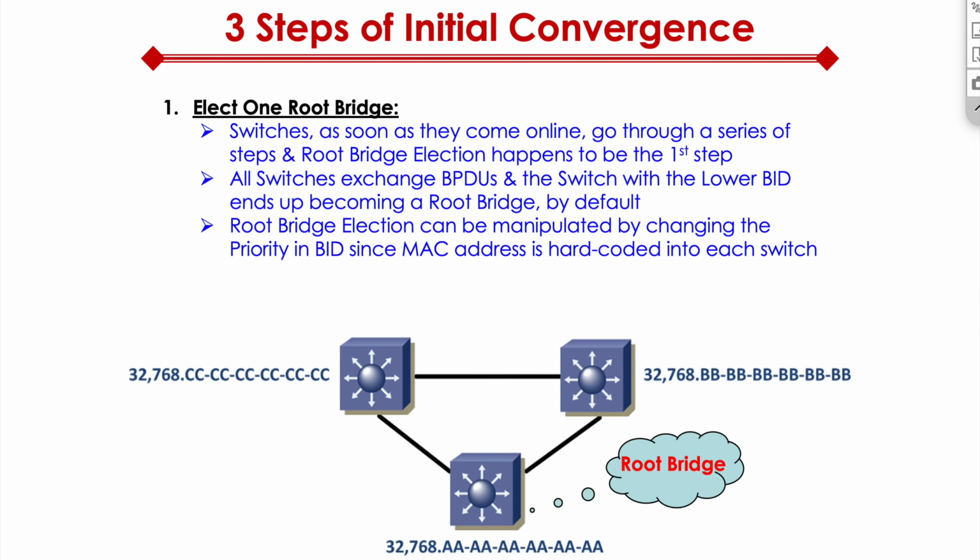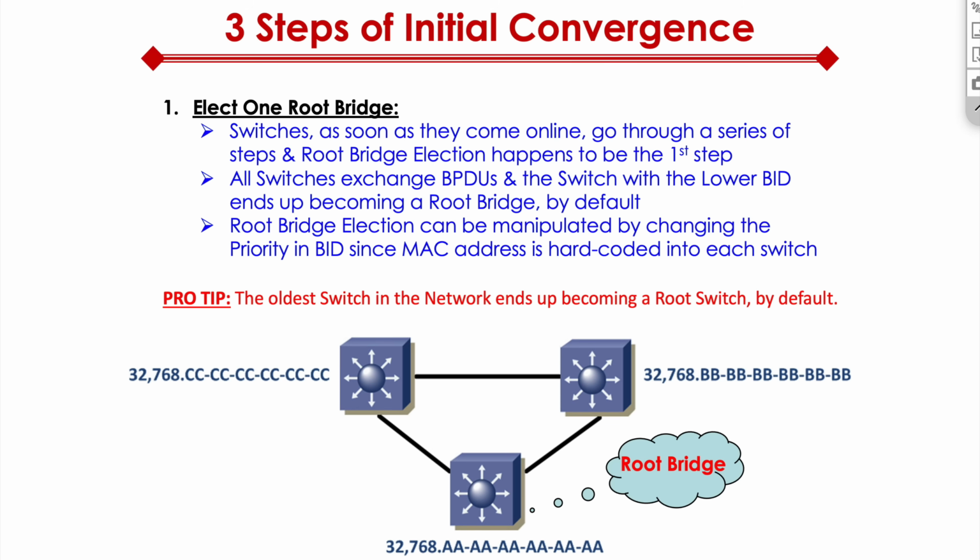However, root bridge election can be manipulated by changing the priority in the bridge ID, since the MAC address is hard-coded into each switch. So because we can't change the MAC, the only way to influence the election process is by changing the bridge priority. And I'll show you that on a CLI in a moment.